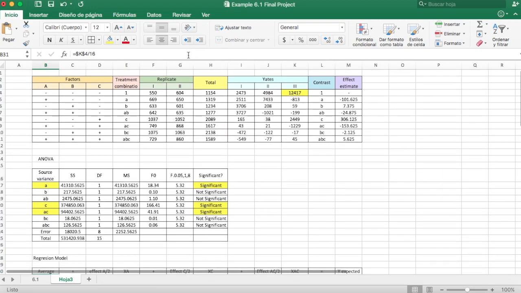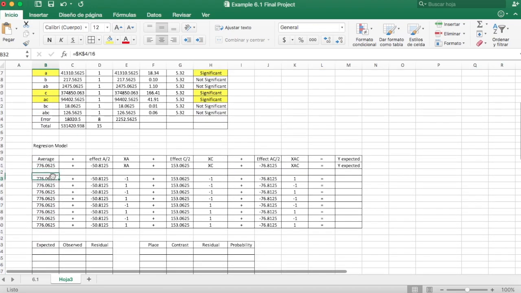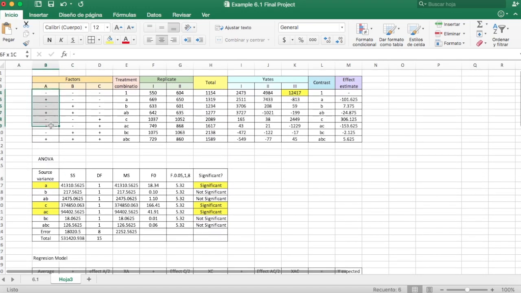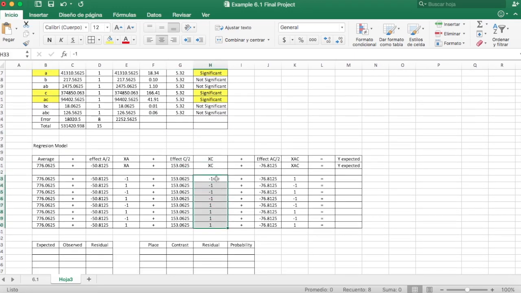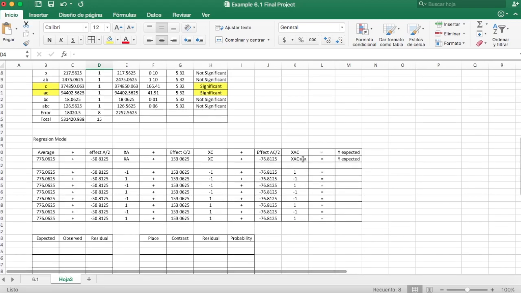The average is just the grand total over the number of data, that is 16. So we have it here. And I already copied the values, so I don't need to explain that. But here, for XA, it's -1, 1, -1, 1, -1, 1, -1, 1, because it's the code order of that factor. As well as here, you can see that for C there are four -1s, and then four +1s, the same that you can see here.